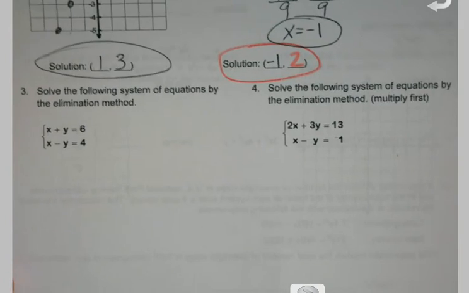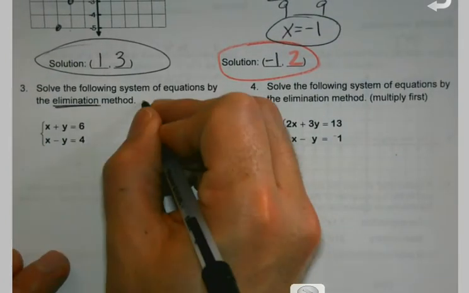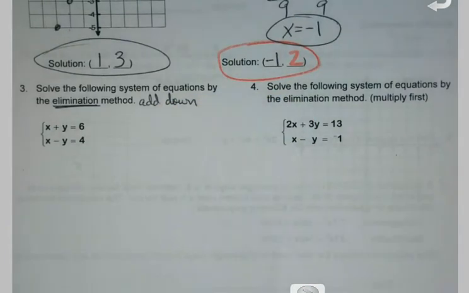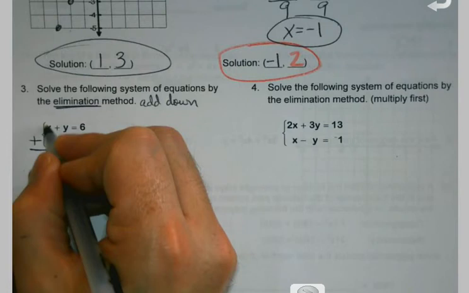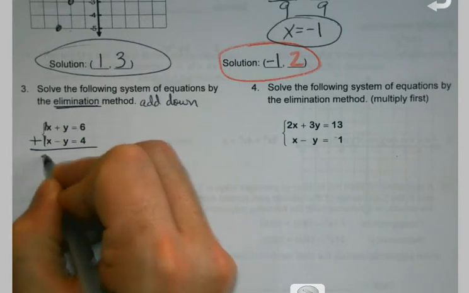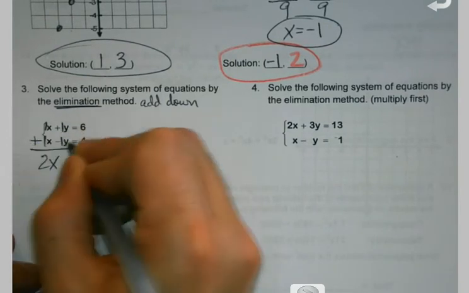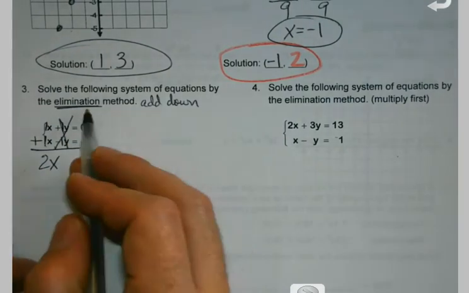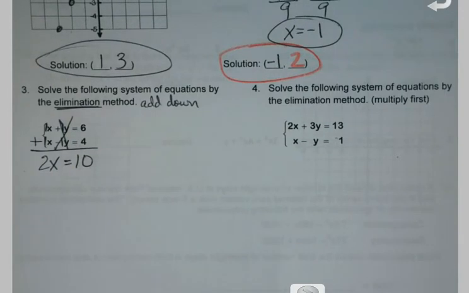Yep, and this one turns out nice because now we're using the elimination method, which normally means we just want to add down and see if something cancels out. And sometimes we're going to get lucky. So here I've got 1x and 1x is 2x, okay. Positive 1y plus negative 1y cancels. Awesome. That's why it's called elimination. And 6 plus 4 is 10.